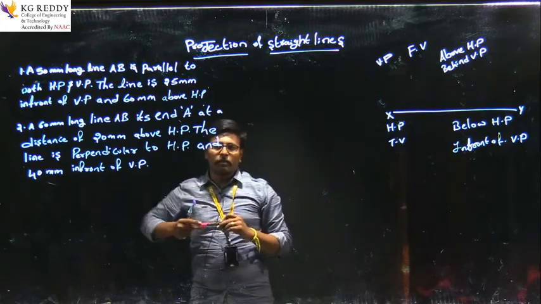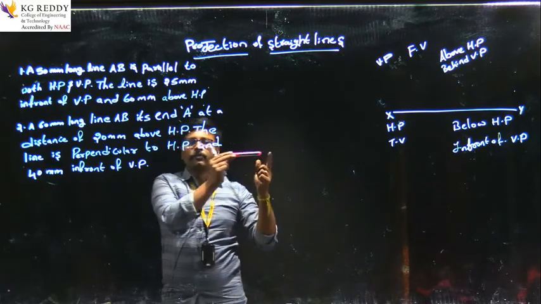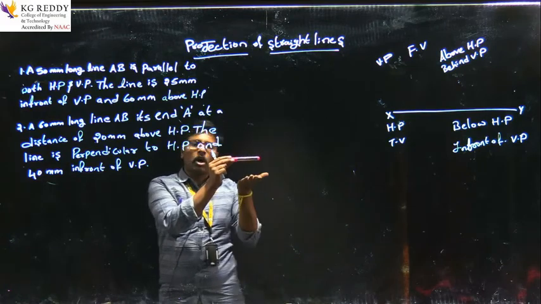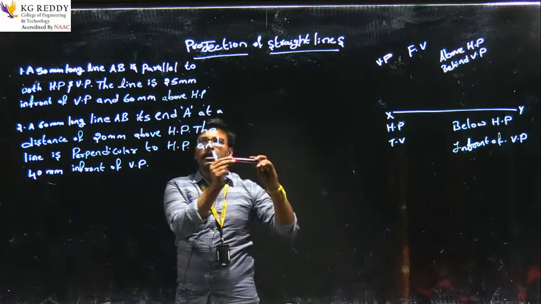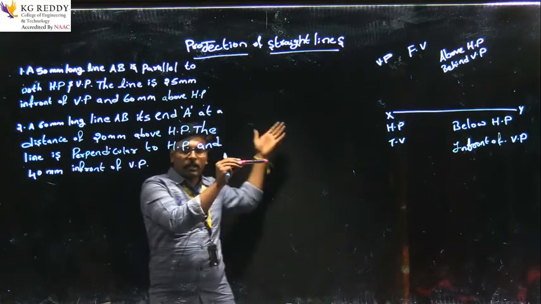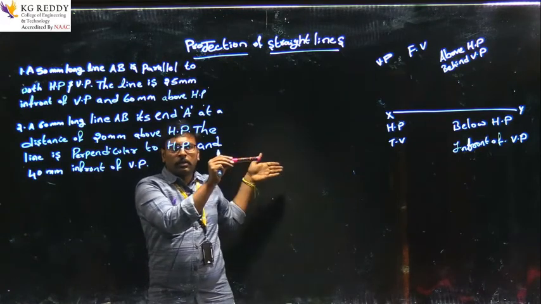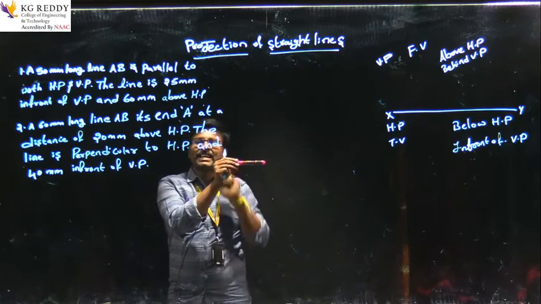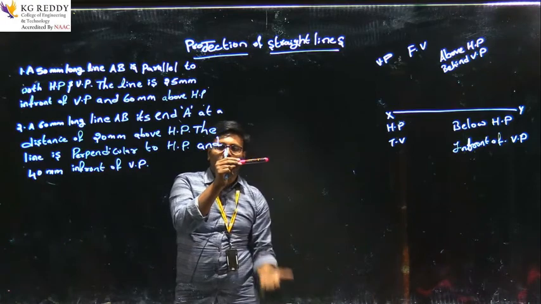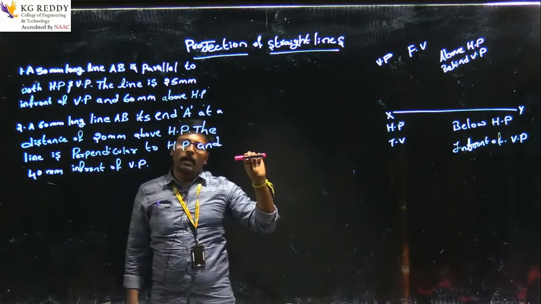Let me do one problem, and here it is. A 50 mm long line AB is parallel to both the horizontal and vertical planes, and the line is 25 mm in front of the vertical plane. That means it is at a distance of 25 mm in front of the vertical plane and 60 mm above the horizontal plane. From the floor it is 60 mm, that means from the horizontal plane it is 60 mm. So this is the position of the line.